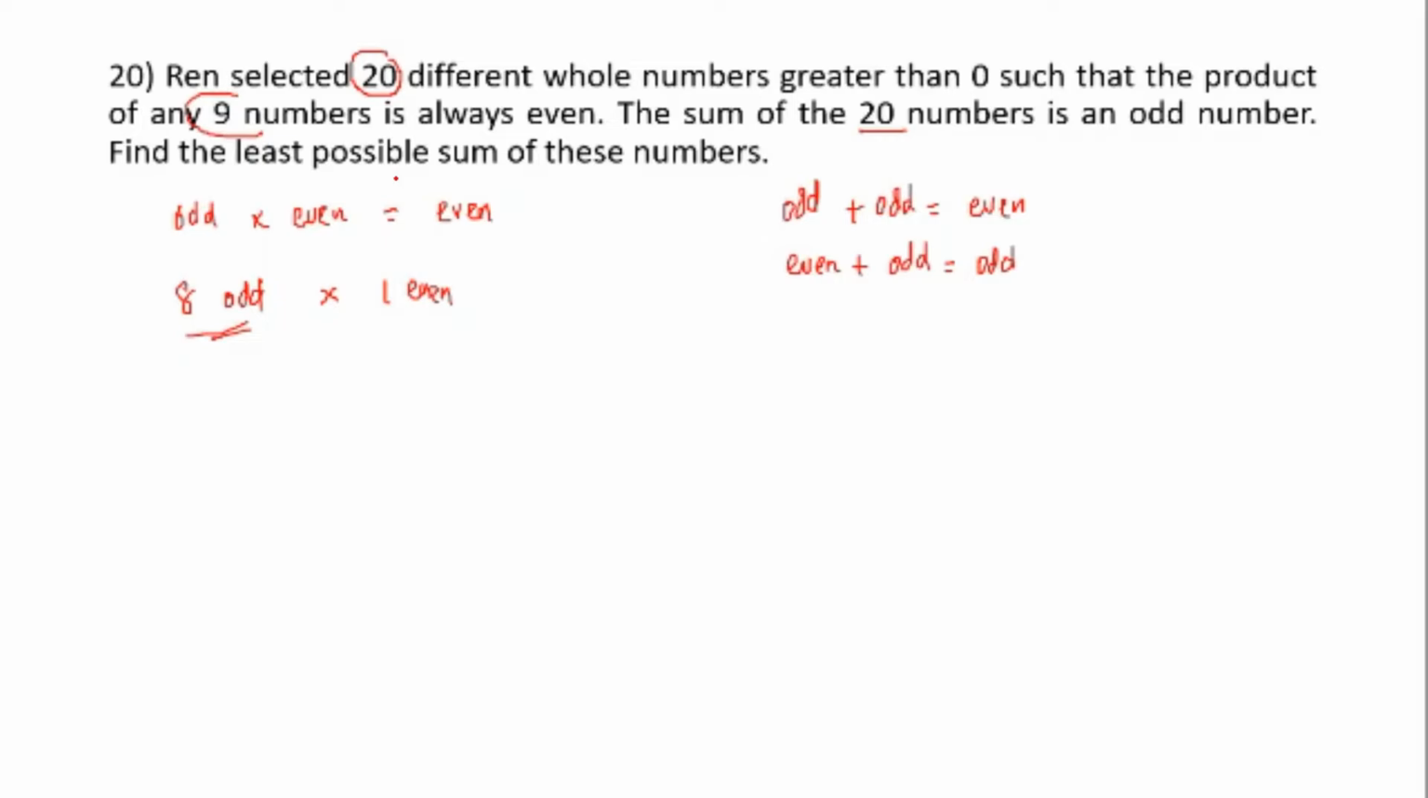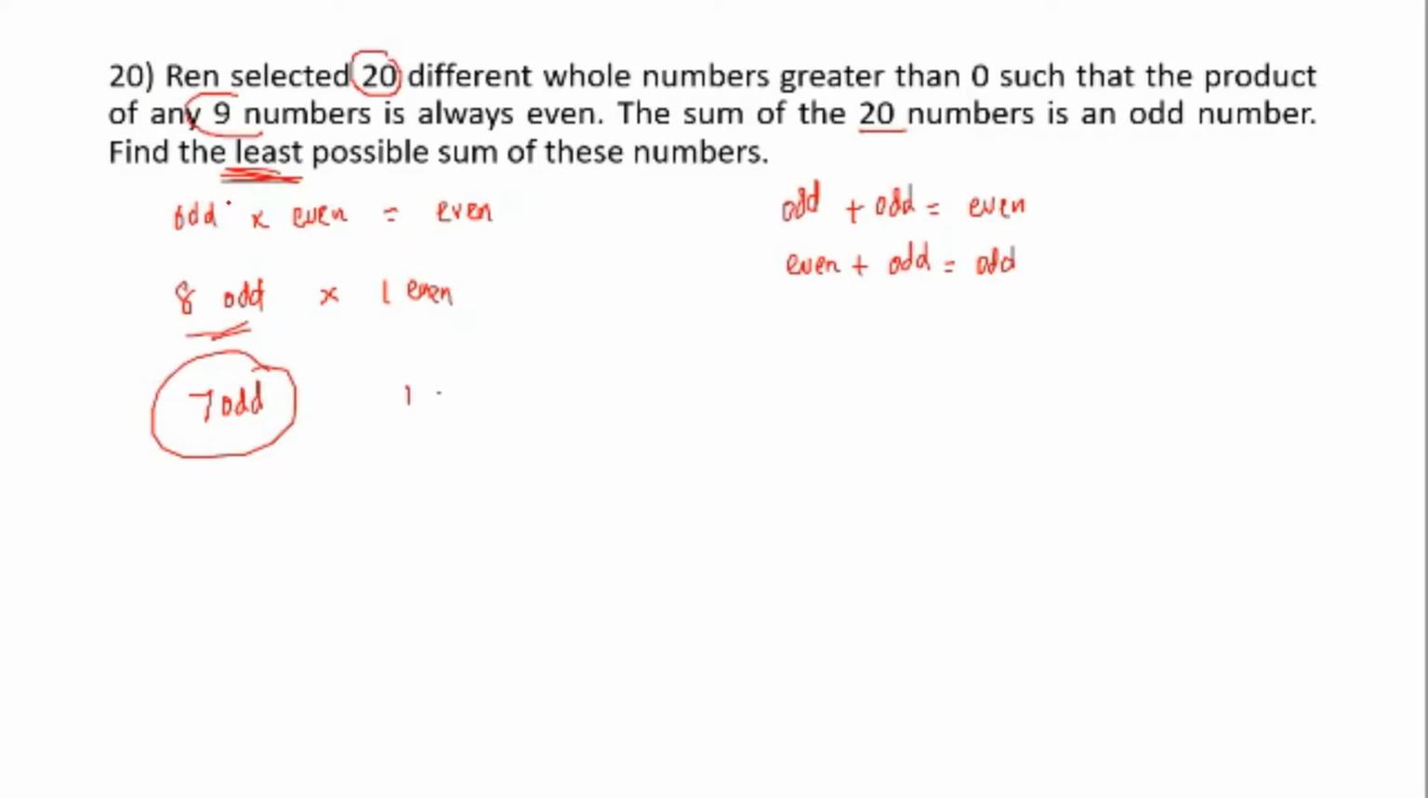Okay, so to make the sum of the 20 numbers an odd number, you must have only 7 odd numbers. All right, and the rest must be even. So knowing this, and we have to find the least possible sum, let's arrange the first 20 numbers that contains only the first 7 odd numbers.